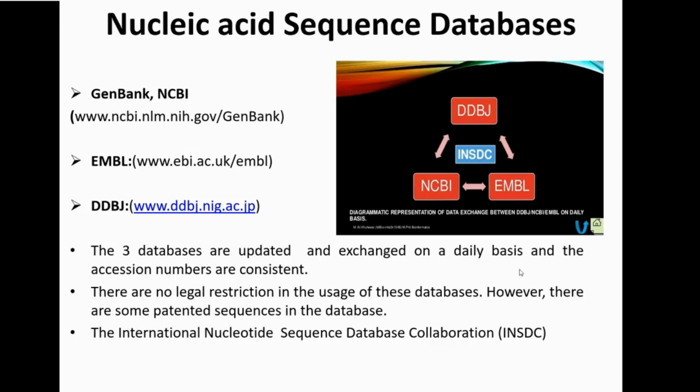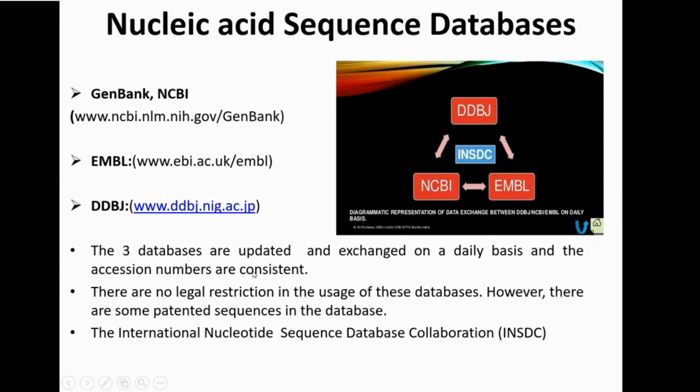All the three together form INSDC, that is International Nucleotide Sequence Database Collaboration. All the three databases coordinate among themselves and exchange data on daily basis so that all the three of them are updated with the latest finding. This means that if you submit your data to DDBJ, the DDBJ will share that data with NCBI and EMBL. The format of the sequence will be different, but the accession number of the entry are consistent, meaning the accession number will remain the same.